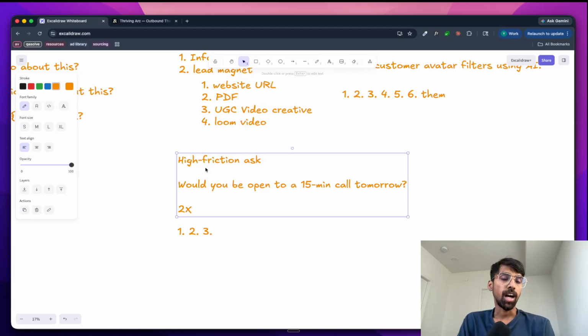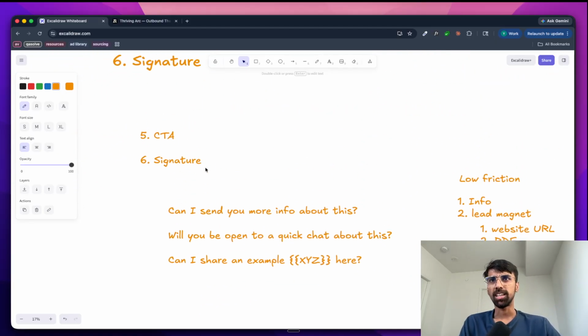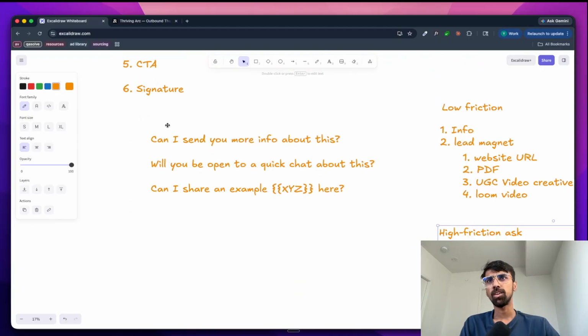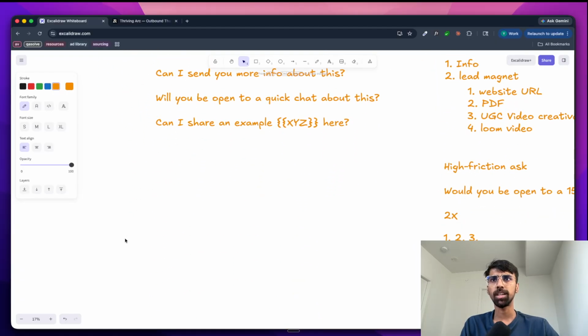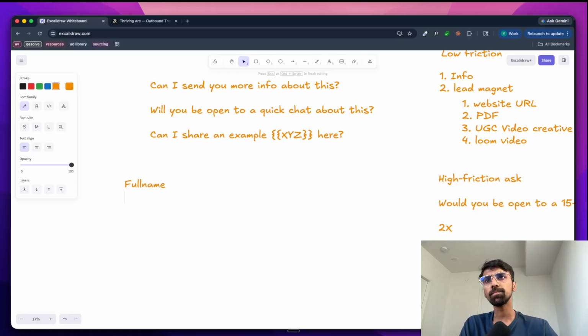And you can have like a high friction CTA, right? So this is the only advice that I can give on CTA. It's pretty simple, and as for the signature, signature can depend on the industry. For example, law firms or accounting firms, they'll need a little bit more than just your first name or second name, full name. So you can write full name, XYZ. For example, you can write founder ThrivingArc, which is my agency.